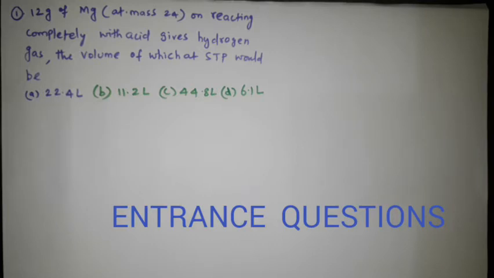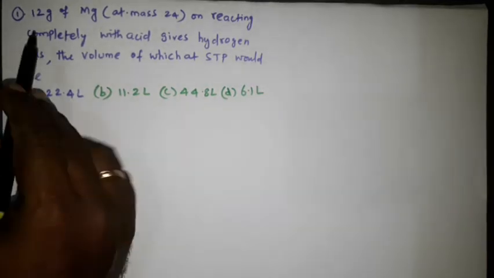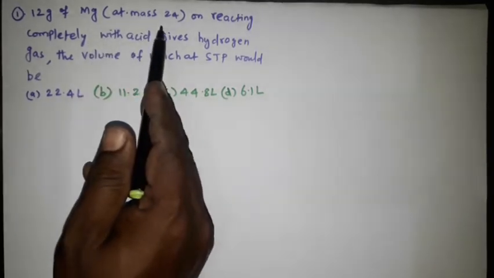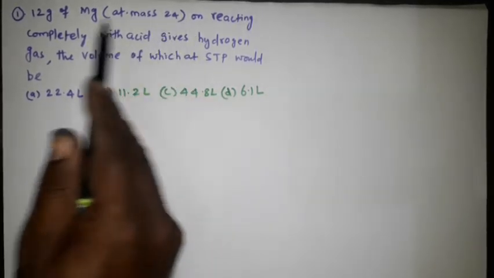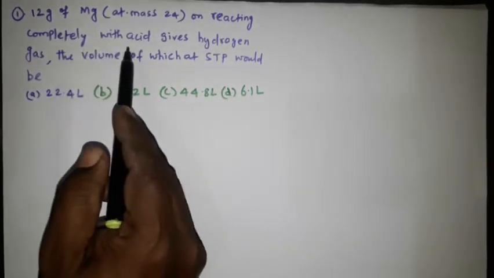In this video, we are going to discuss some important questions related to basic concepts of chemistry. That is Unit 1. So, from Unit 1, we will discuss some important questions. Question number 1: 12 gram of magnesium. The atomic mass of magnesium is 24. 12 gram of magnesium on reacting completely with acid.